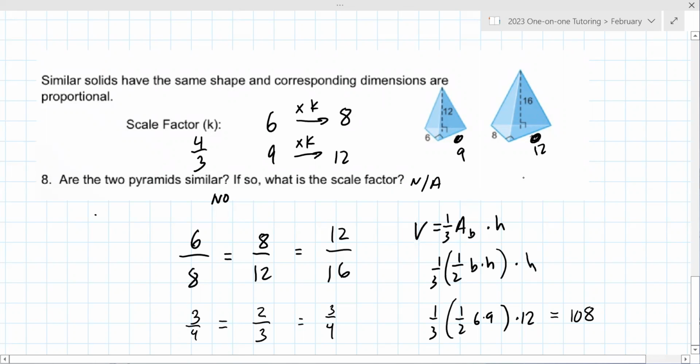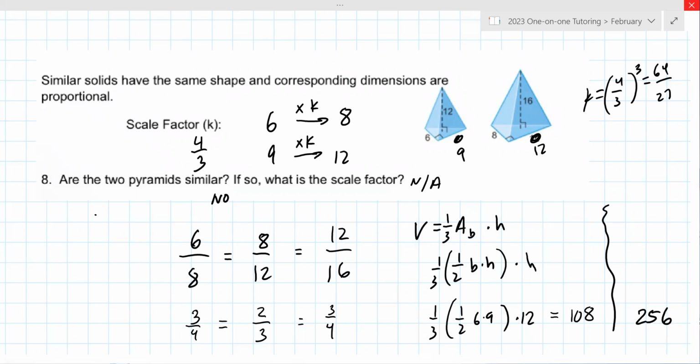So if we're going from the volume of the first one to the volume of the second, and K is 4/3, we should be able to cube that, which is 64 over 27, and multiply 108 by 64 over 27 to get the volume, okay? Does that make sense? Yeah, it does. Okay, so 108 times 64 over 27, it is nice, it's 256.